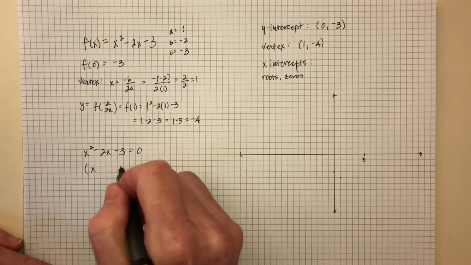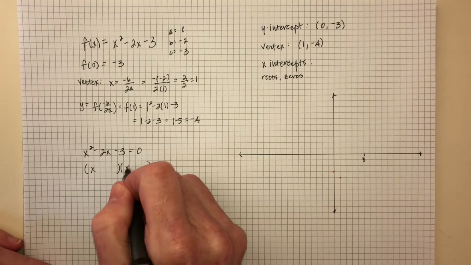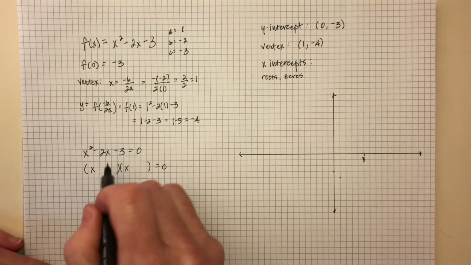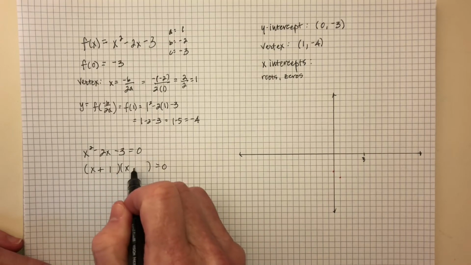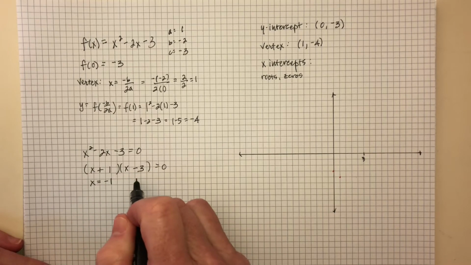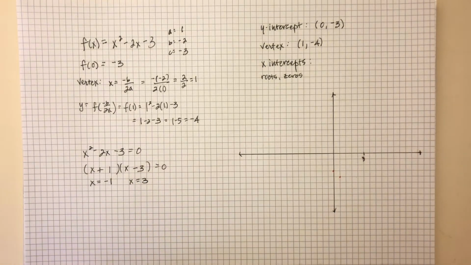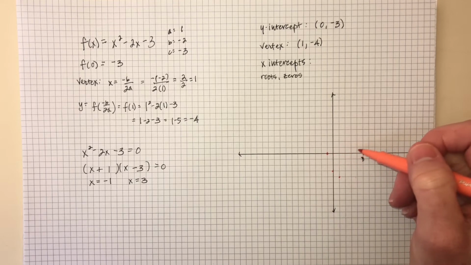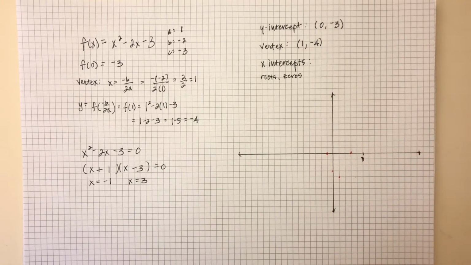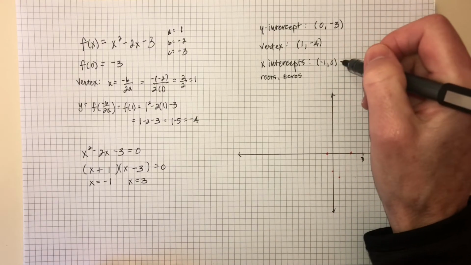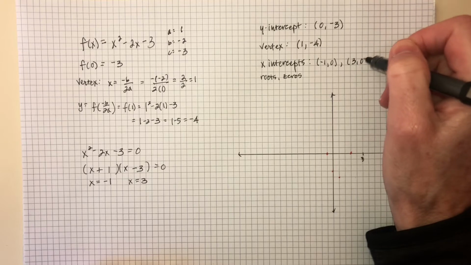So we factor this. So x times x to give me x squared, and then the only factors of 3 are 1 and 3. And I know that the 1 has to be positive, 3 has to be negative. So the solutions there are x equals negative 1 or x equals 3. So I can plot those. Negative 1, x equals negative 1, and x equals 1, 2, 3. And so I'll list those as negative 1, 0, and 3, 0.